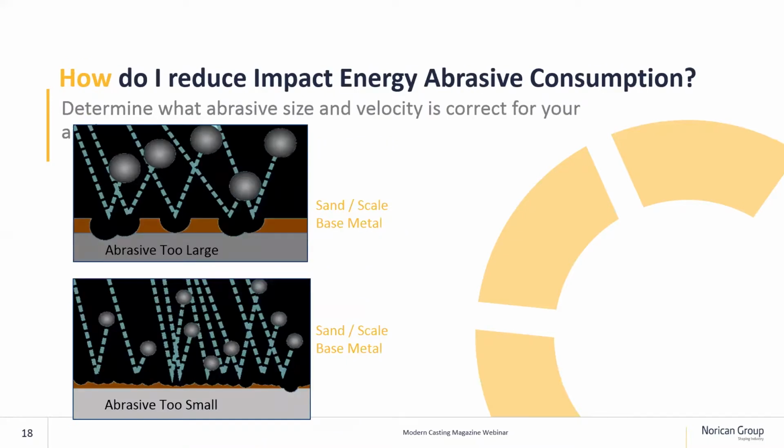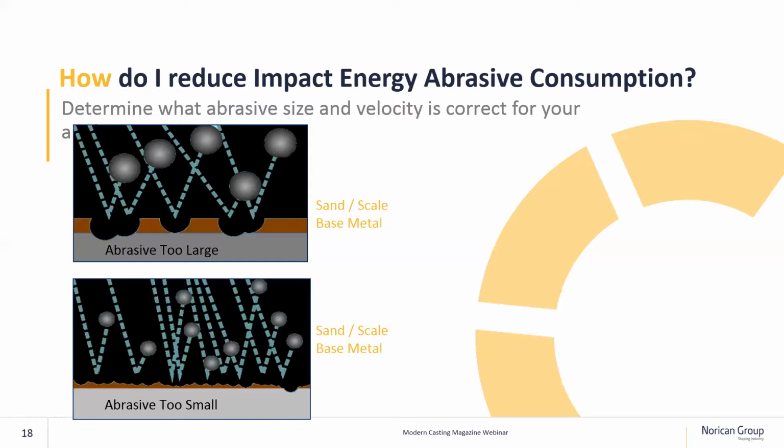Okay, so how can I reduce any of this impact energy consumption? When we were talking about the impact energy, I've touched on it a little already. The first key is to determine what abrasive size and velocity is correct for your application. From what I've shown pictorially, if you have too many big BBs, and we're just trying to break off that brown scale, sand residue, whatever it is, our abrasive is so big and our velocity so high that we're going to start to do some damage to the base metal.